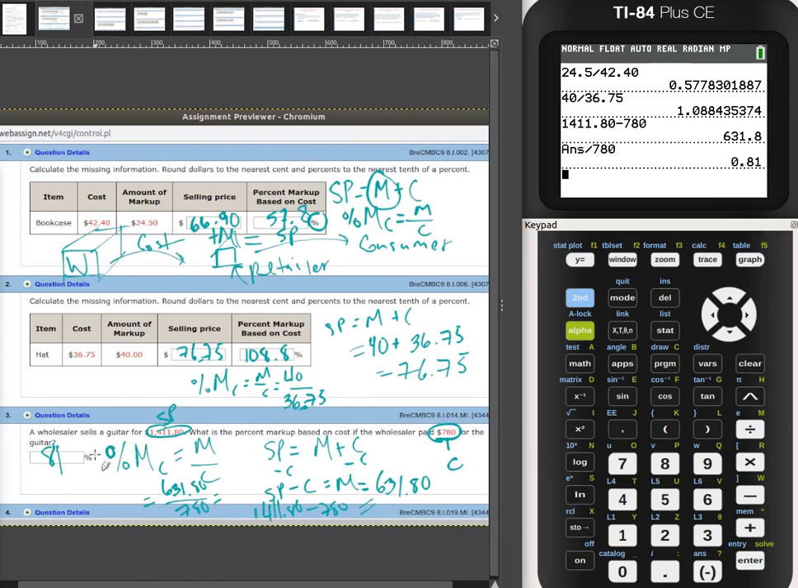And so that does it for these problems. We will pick up with number 4.